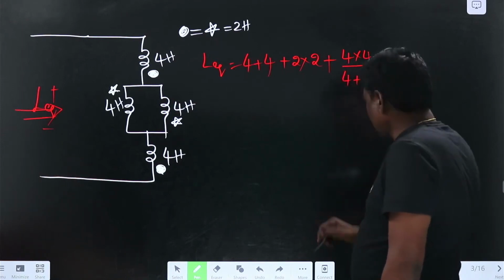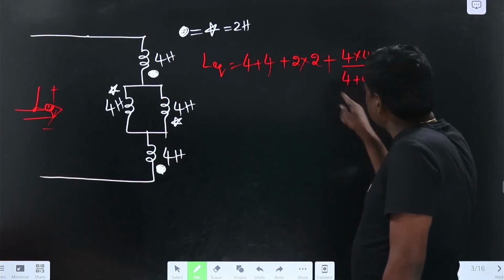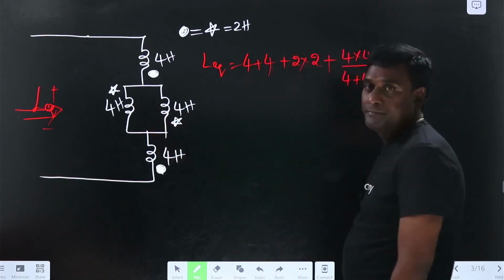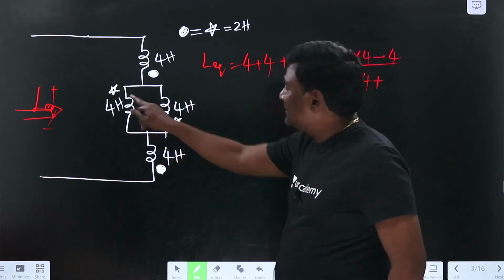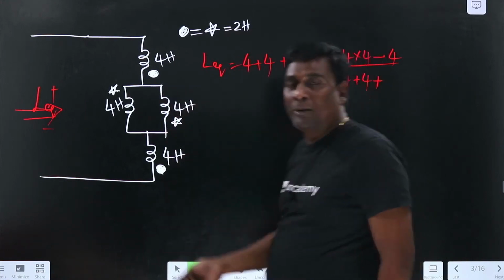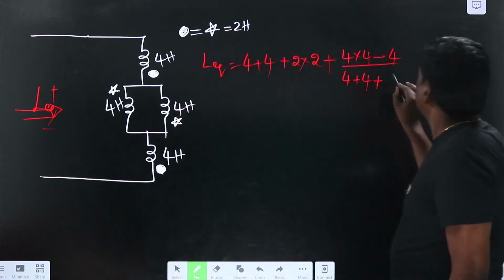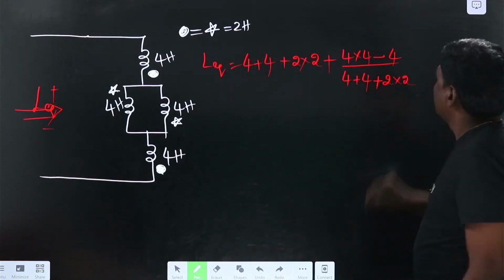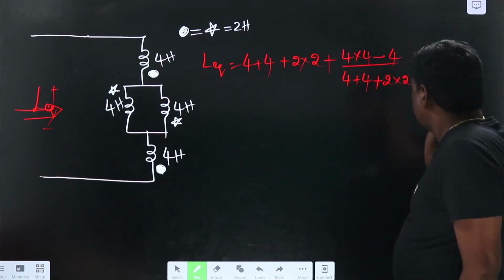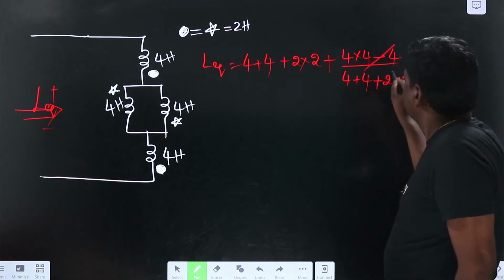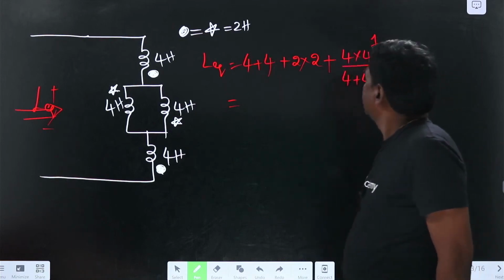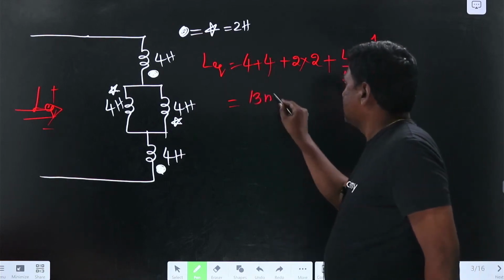plus 2m, sorry, minus 2m, because if the denominator is less, it is going to be for aiding. So denominator should be more, because this is opposing. So the whole value of L equivalent should be reduced, meaning that the denominator should be increased, plus 2m. So 2 into 2. So 16 minus 4, 4 plus 4 plus 4, 12. This is going to be 1. So this is going to be 8, 13 millihenries.